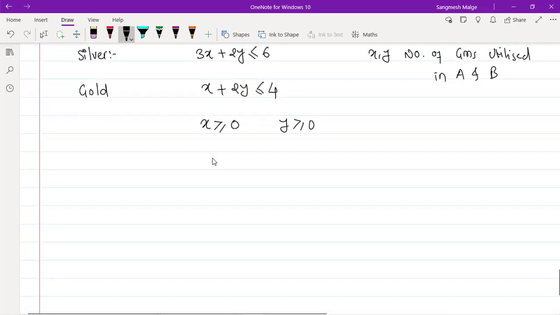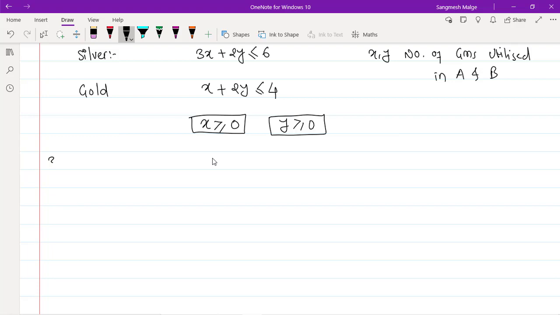If you do not write these two constraints, you will definitely lose 2 marks for this. Half of the marks you will be losing for these two constraints. Very important constraints these are.